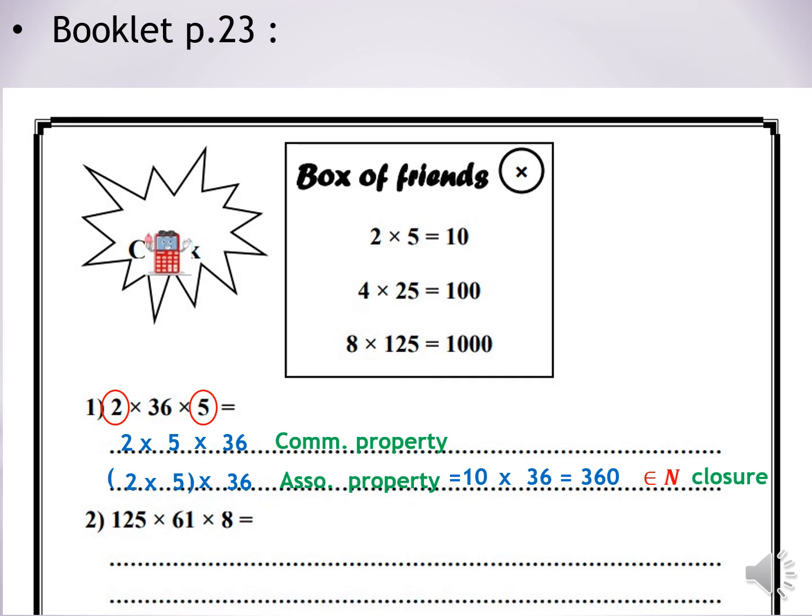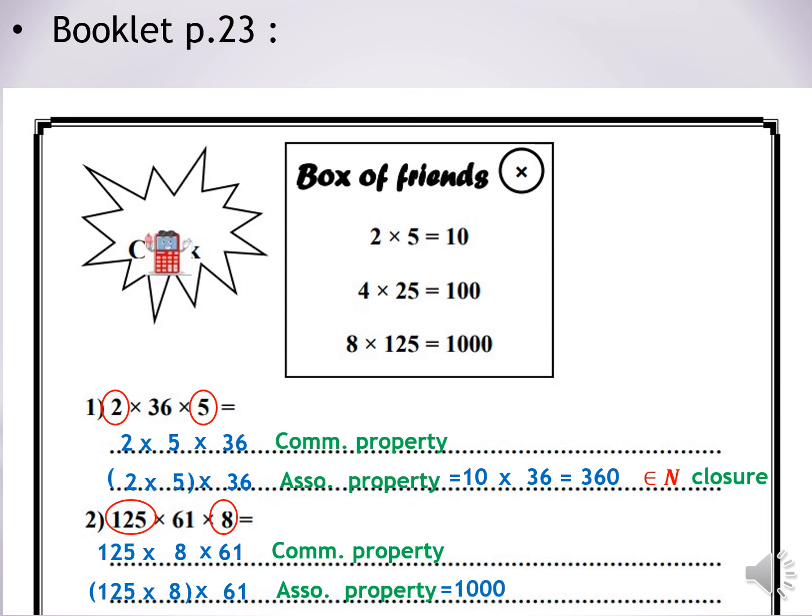In number 2, I have 125 times 61 times 8. Here the friends are 125 and 8. So I will put them beside each other: 125 times 8 and then times 61. This is a commutative property. Then I will open the bracket: 125 times 8, close the bracket, times 61. This is associative property. 125 times 8 equals 1000 times 61 equals 61,000, belongs to N, closure.